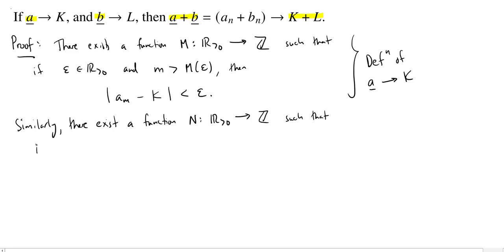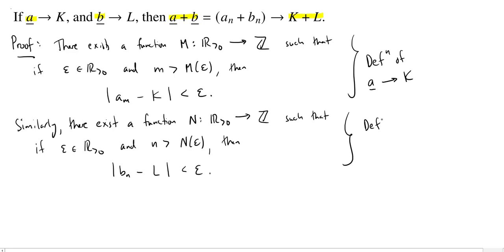So such that, and again, if epsilon is some positive real number, and now we'll use a little n, is bigger than the eventually number for epsilon, but now using this function N, then the difference between Bn and L will be less than epsilon. All right, so once again, this is just stating a definition, right? This is what it means for the sequence B to converge to L.